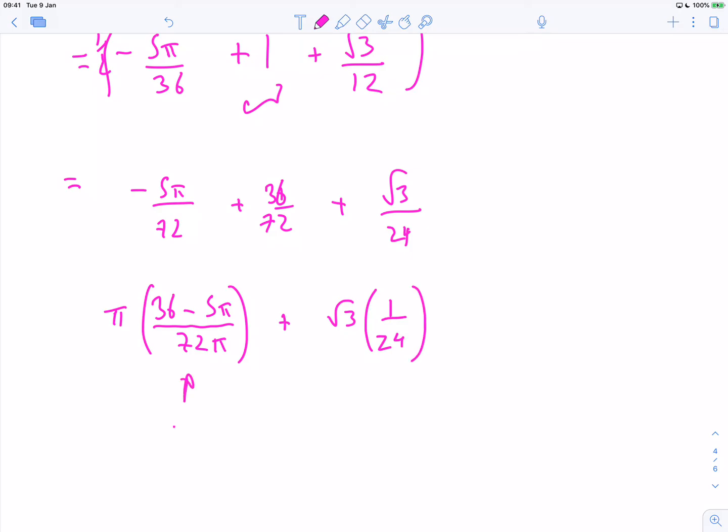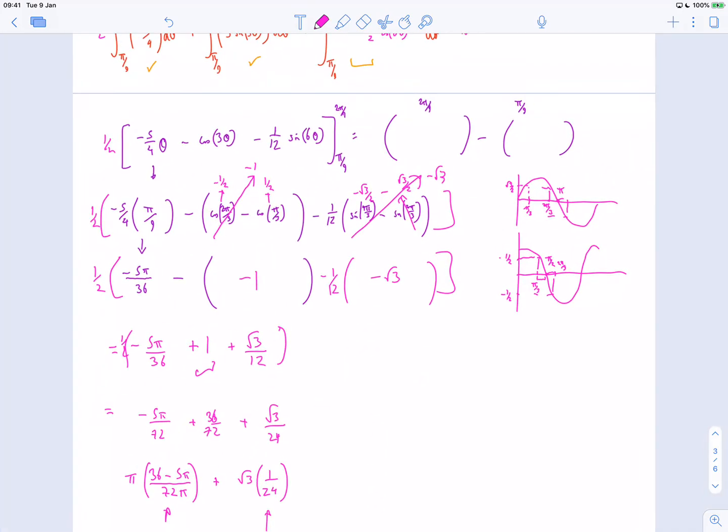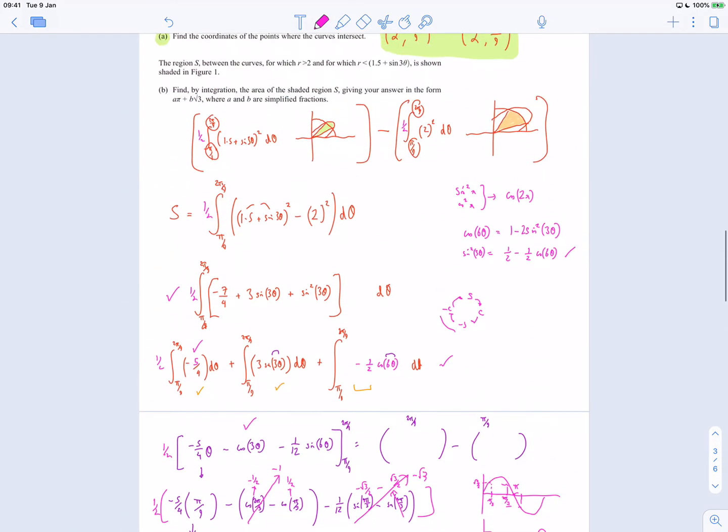So this would be my A and this would be my B. Multiple of pi and multiple of 1 over 24 as a simplified fraction. Yeah, that's weird. I've definitely integrated it right. This is definitely the correct integral. I think I've substituted all the values in correctly. That's weird. Maybe there's a typo in the question.